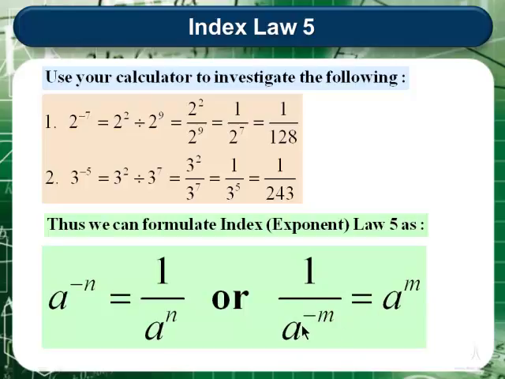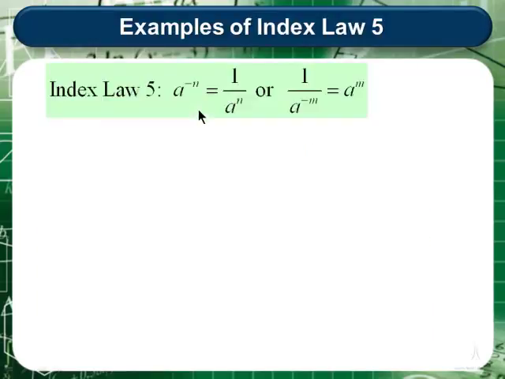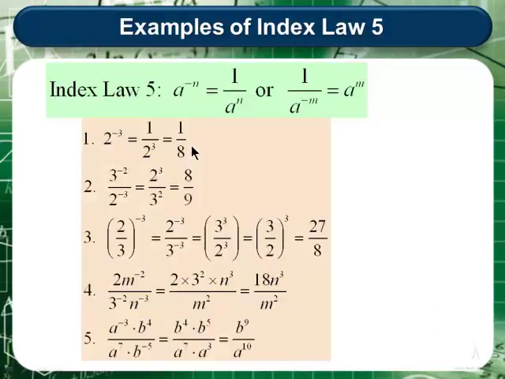So in other words, if it's a negative exponent in the numerator position, you simply shift it to the denominator position and then you change the sign of the exponent. Or if there is a negative exponent in the denominator position, by shifting it to the numerator position, you will change the sign of the index. Let us look at a few examples where we apply index law number 5.